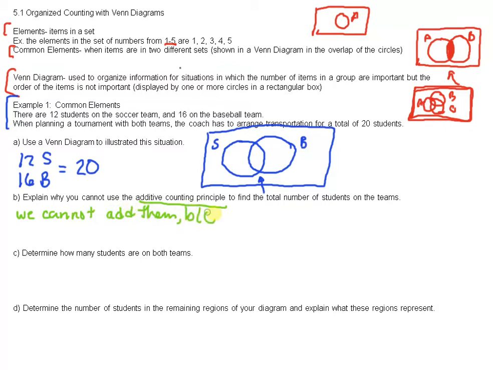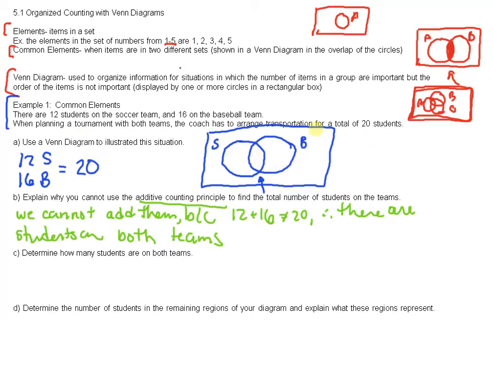because 12 plus 16 does not equal 20. So therefore, there are students on both teams.